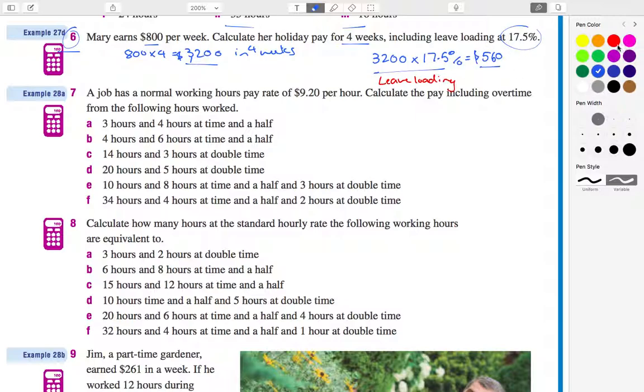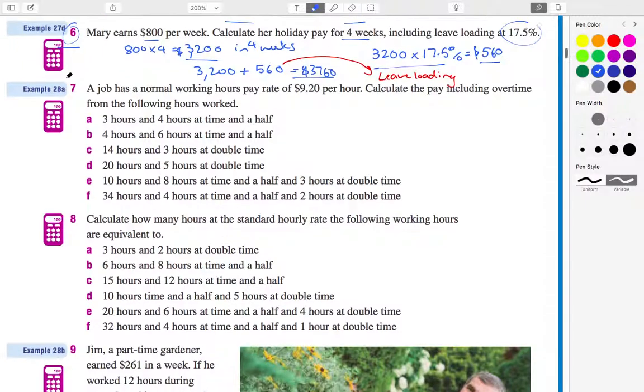Okie dokie. So now we want to find how much she's going to be getting paid, right? So she normally gets 3,200, and now we need to add the $560. And that is from the leave loading. So that $560 is the extra that she makes. So you add those two together, so 3,200, and you get $3,760. And it's easy as that. So that's how you do question 6.